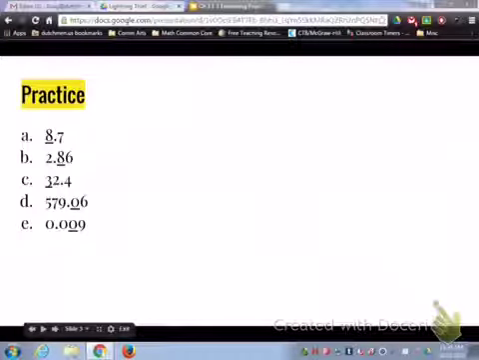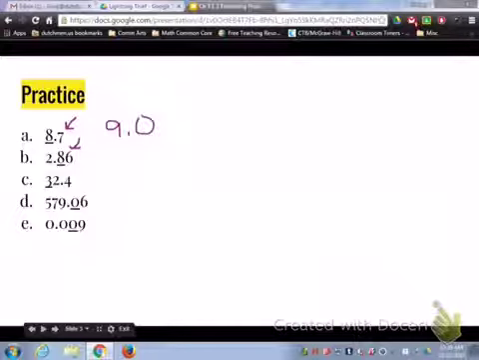So let's practice. A is 8 and 7/10. So we look at the number behind the underlined digit, which is the 7. The 7 is 5 and above, so it tells the 8 to go up 1. Everything behind it goes to a 0. B, 2 and 86/100. The underlined digit is the 8, so we look at the 6. The 6 tells the 8 to go up 1, so it becomes a 9. Everything behind it goes to a 0. Everything in front of it stays the same. We don't mess with it, we don't change it, it stays the same.